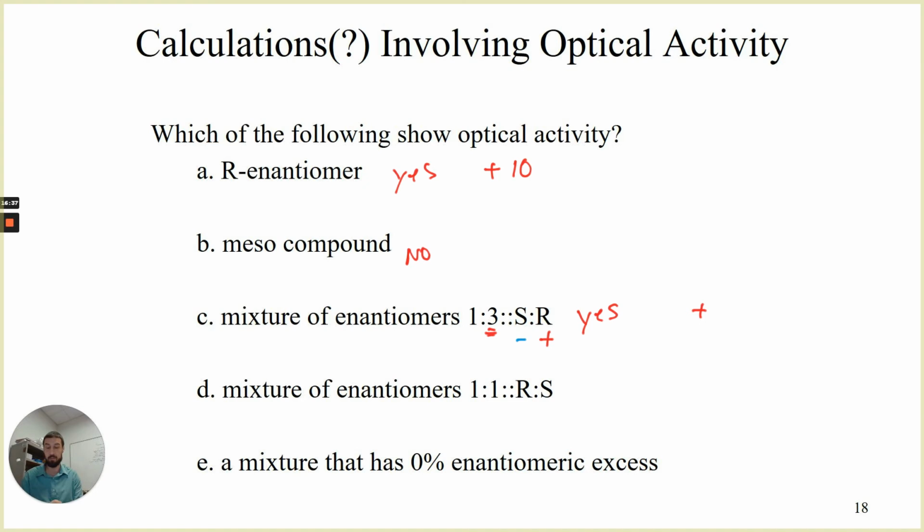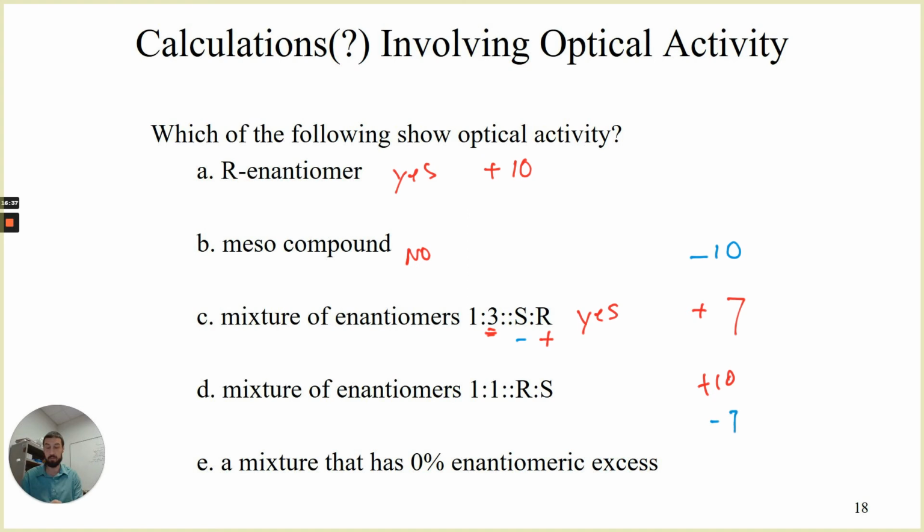So the exact numerical value, you could go through and calculate. I'm not going to calculate, but I'm going to guess that we're coming in at about positive 7. So it should rotate significantly to the right because there is this big excess of our R enantiomer. So you could needle through some multiple choice questions, because we could tell you have this 1 to 3 mixture, and you could see a negative 10, a positive 10, and maybe a negative 7.